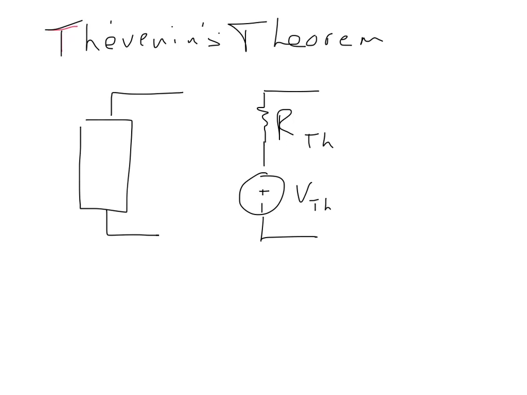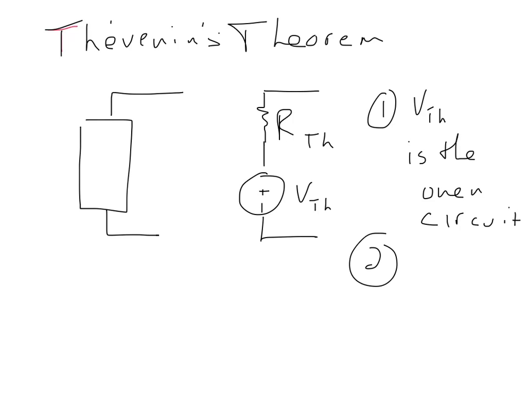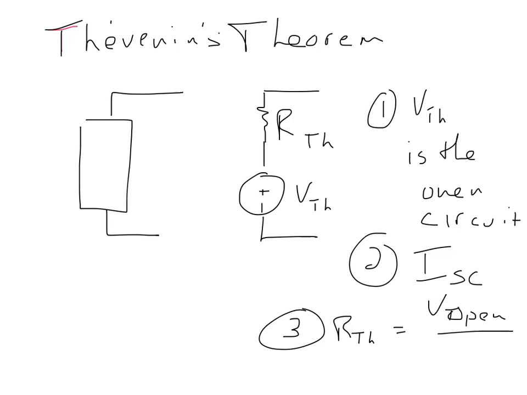That scheme involves the first step, V_TH, the Thévenin equivalent, is the open circuit voltage. Two, measure the current with the short circuit. And then three, the Thévenin resistance is just the open voltage, which is the Thévenin voltage, over the short circuit current.